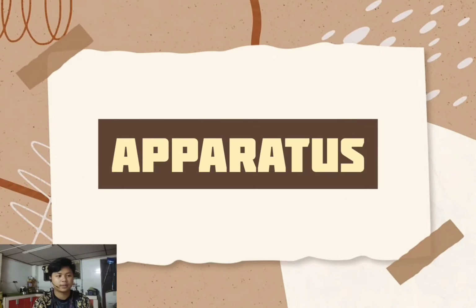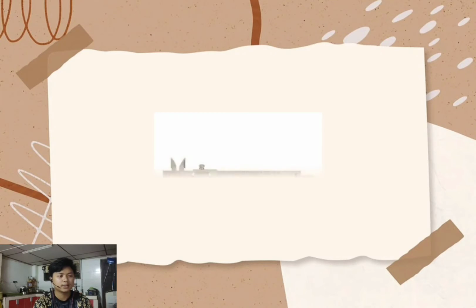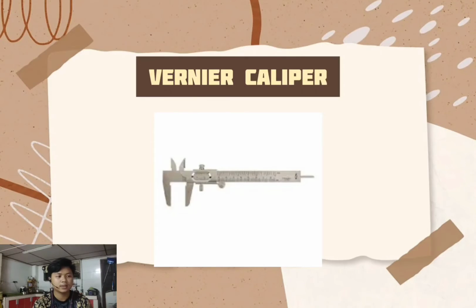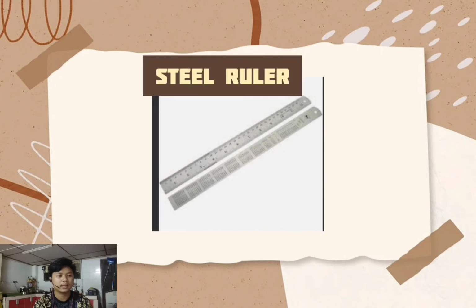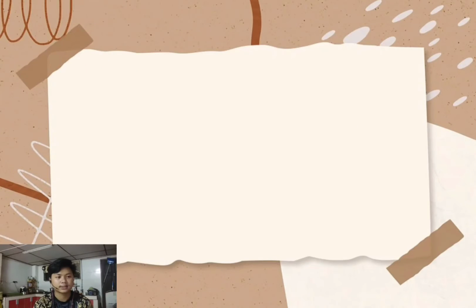For the apparatus: universal testing machine, vernier caliper, steel ruler, 2 or 3 test specimen, maybe steel, aluminium and brass.